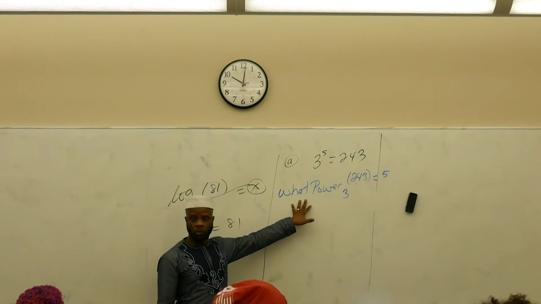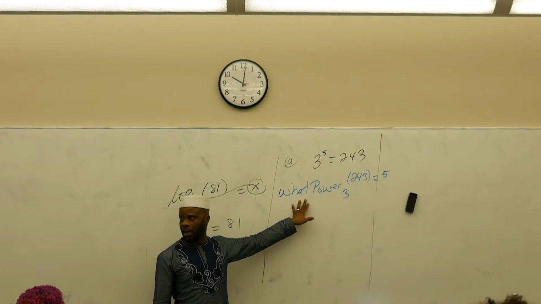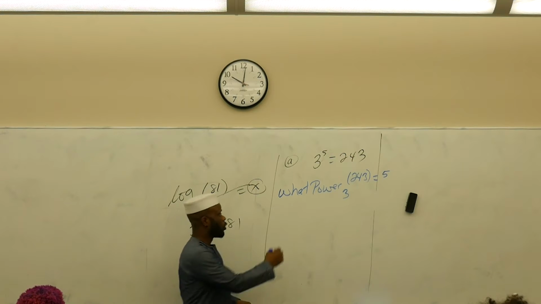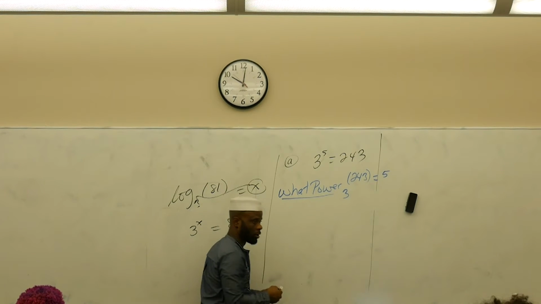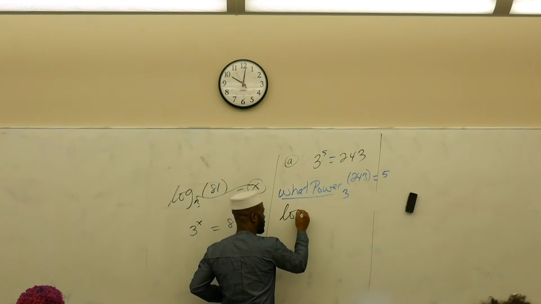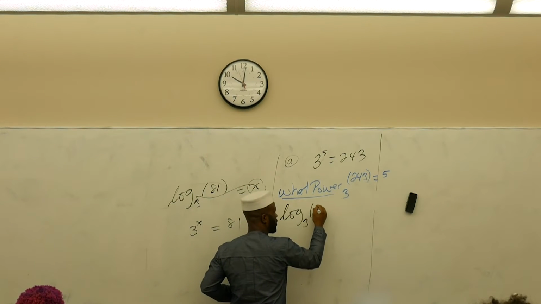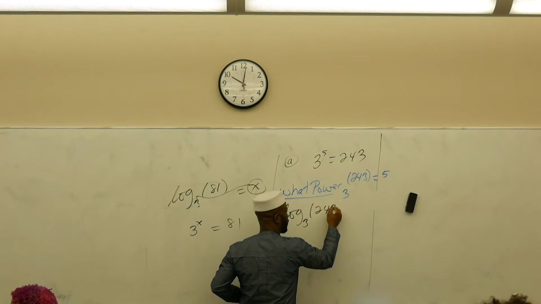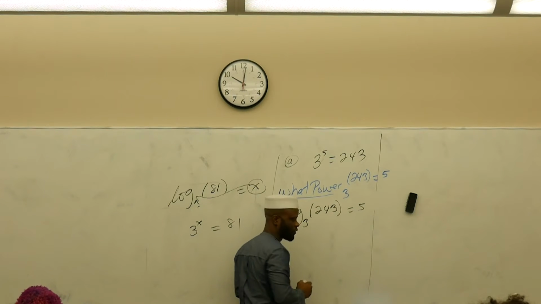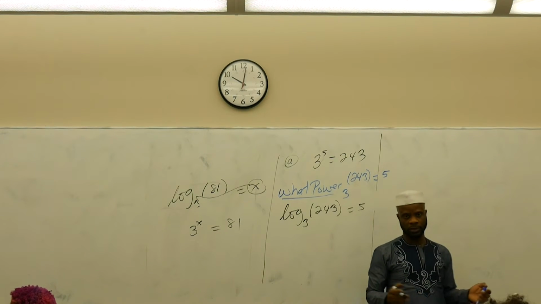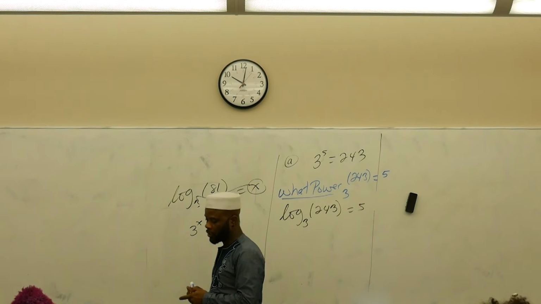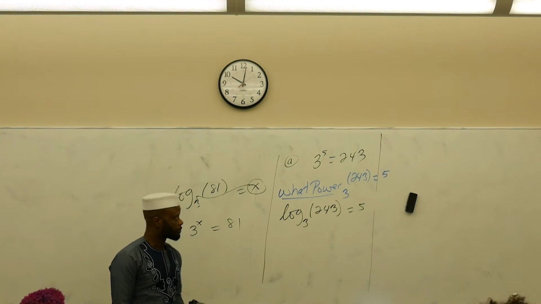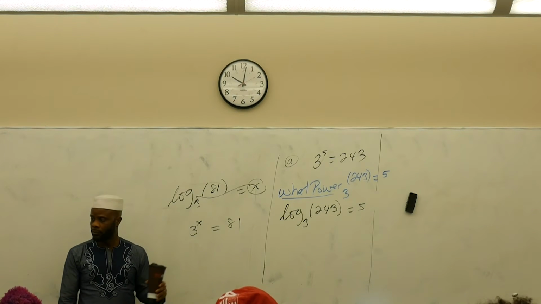So now we're going to take this one step further. What word do we use to replace this phrase? Log. So now we just need to write log base 3 of 243 is equal to 5. Drop the minus. First one, that's it. Now you can copy.